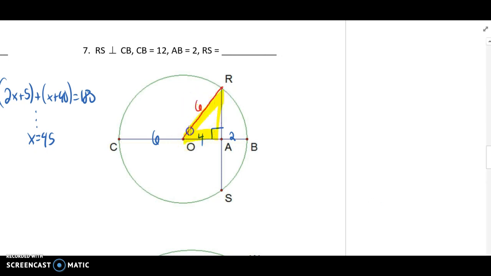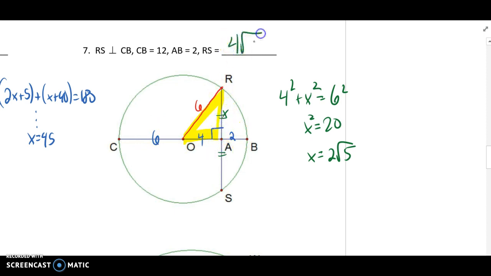It creates this nice right triangle. 4 squared plus x squared is equal to 6 squared. So that x squared equals 36 minus 16 or 20. So x is equal to 2 root 5. And then we would have to double it since the diameter is perpendicular to the chord. These two segments are equal to each other. It makes the whole length 4 root 5.